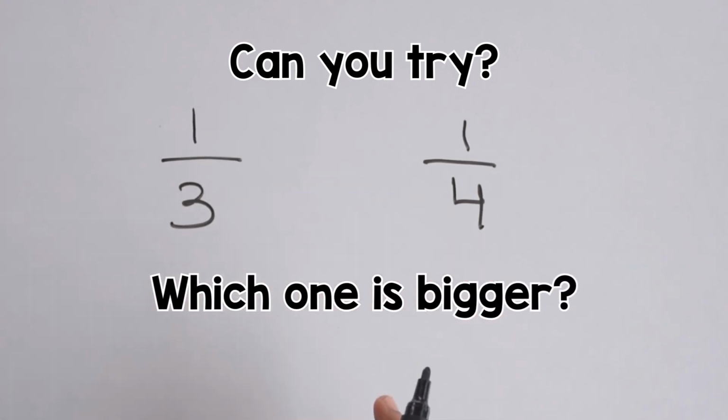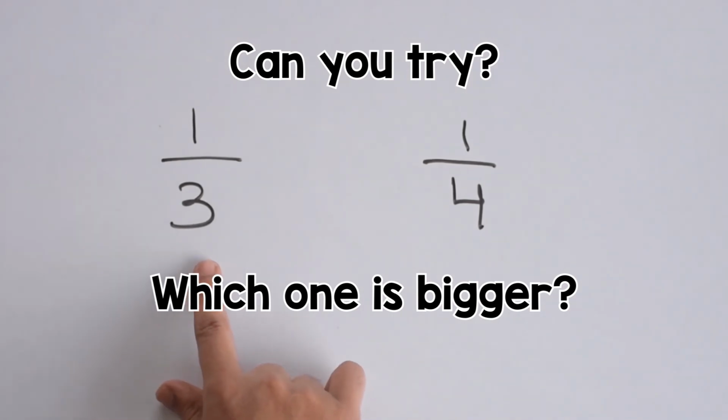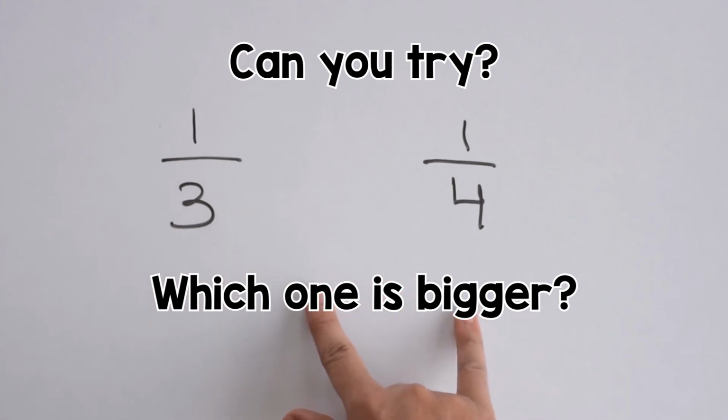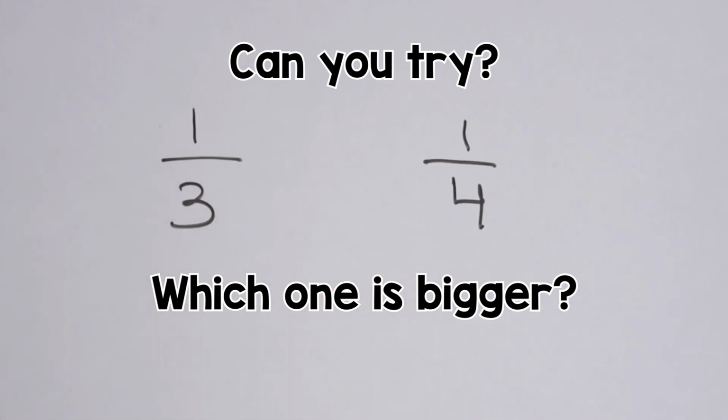Now, can you compare 1 by 3 and 1 by 4 and find which one is bigger using paper strips or circles? Please do this activity, find out which one is bigger among 1 by 3 and 1 by 4, and let us know in the comment section.